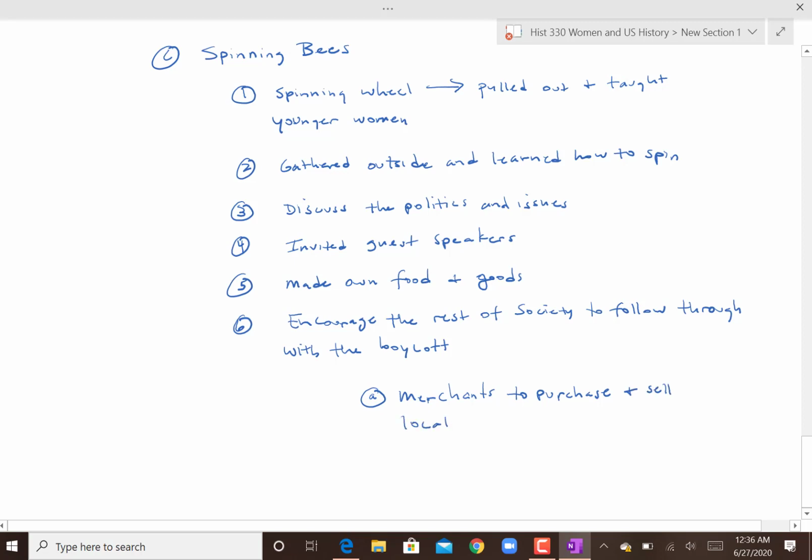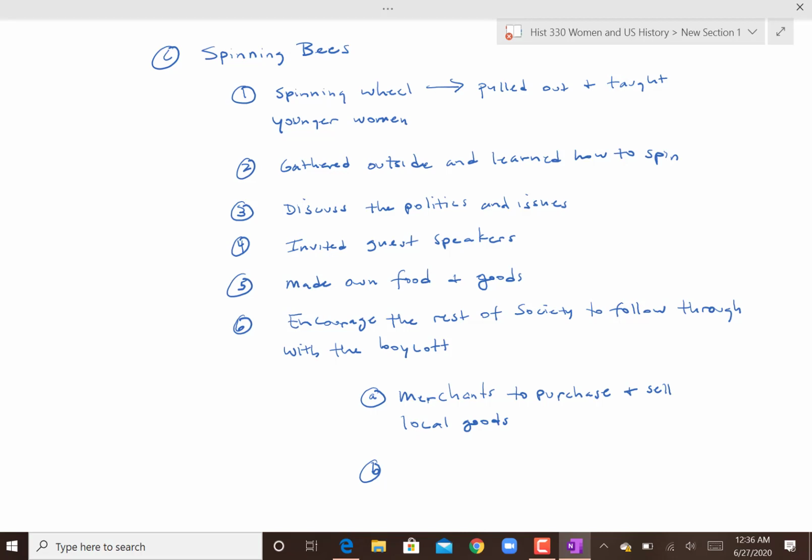which were candles, bread, soap, butter, clothing. And they said, instead of keeping the British goods that we're not going to buy and you're going to lose money, buy our local goods and sell them to people, because not everyone can make all of these things. So you have different women making different things that they're good at, selling them to the merchants, and then the merchants can sell them to the other women and people that aren't making that particular product, which is a good idea.